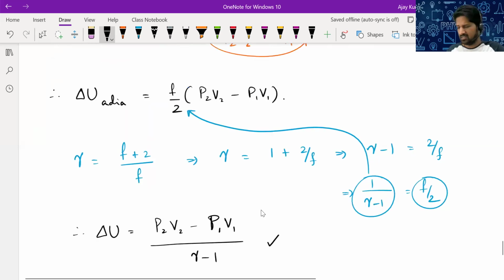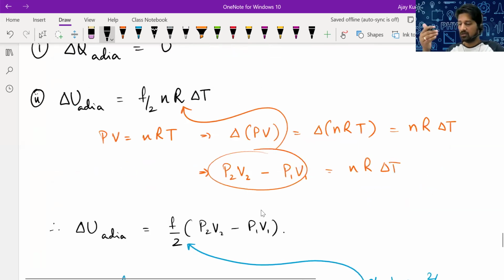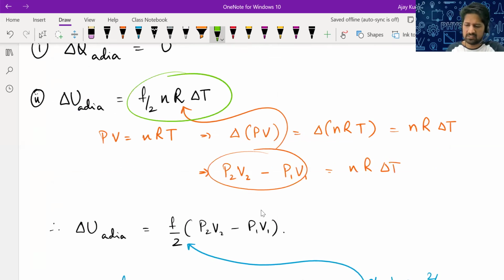But anyway, don't memorize these formulas. You don't have to. Understand how to derive them whenever necessary. Quickly, within 2 seconds, you can do this. See, the basic formula is F by 2 nR delta T. If temperature changes are known to you, you can use this directly. In case pressure volume changes are given to you, you will have to replace nR delta T with P final V final minus P initial V initial.